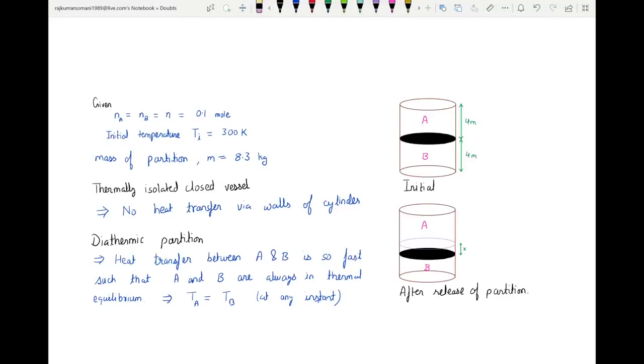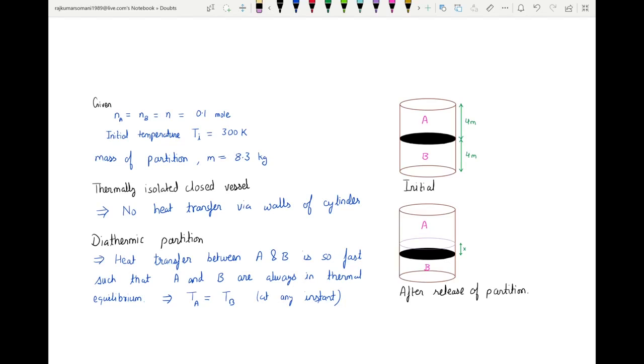Hello friends, welcome back. Today I came across this question number 6, paper 2 JEE Advanced 2020. This is a question from thermodynamics and I'm quite intrigued by this question, though it has got a dead end, but let's solve this problem.